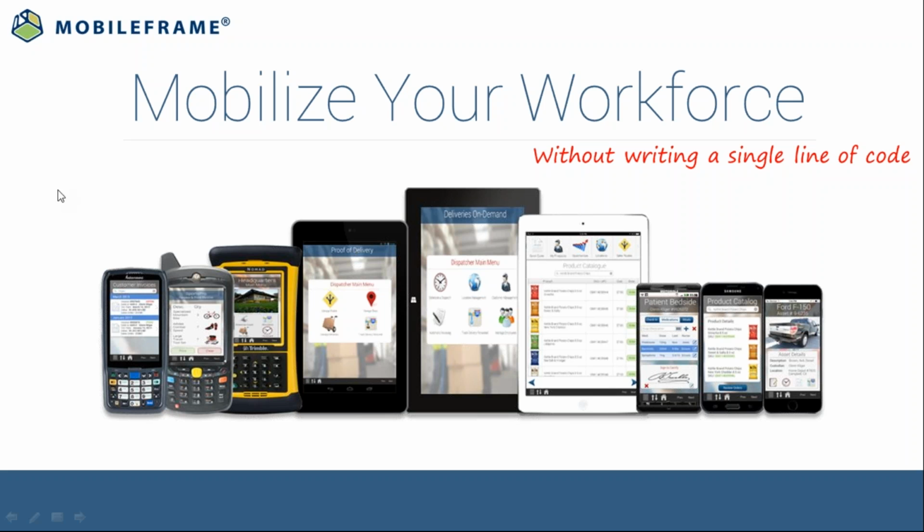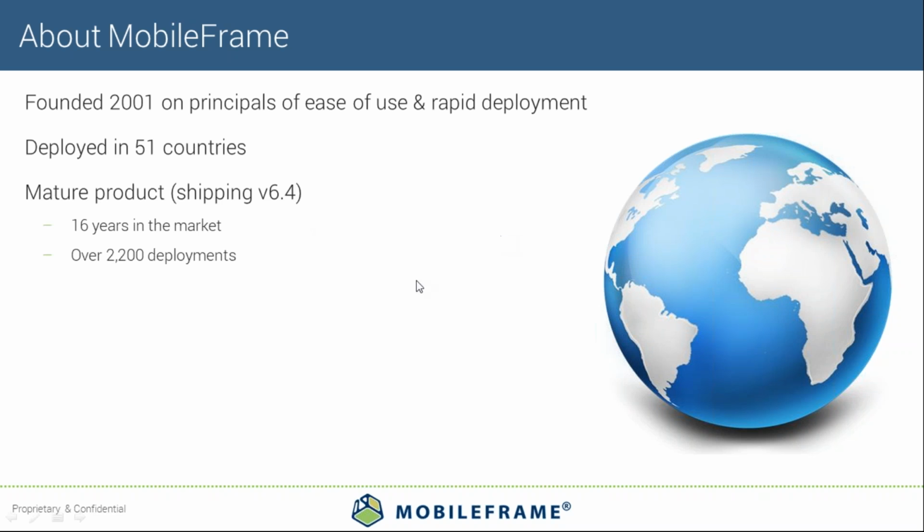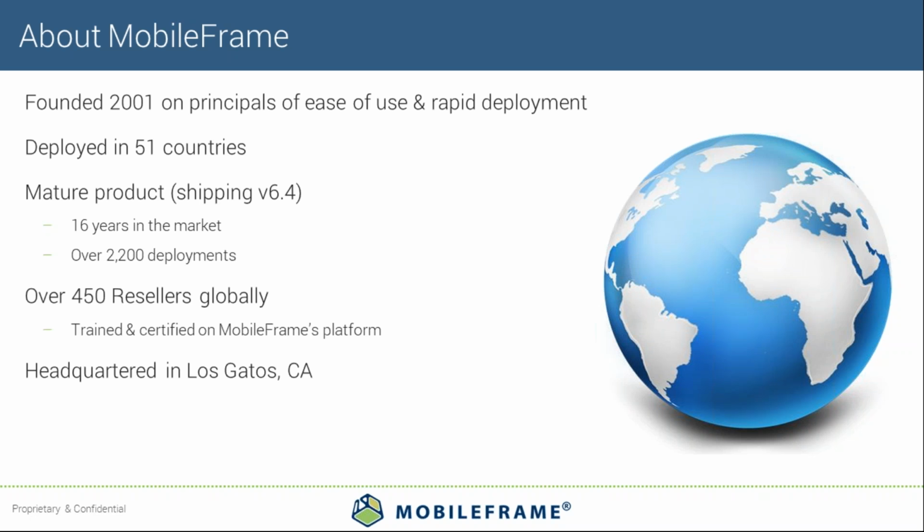So, jumping in here. MobileFrame, we've been in business since 2001. You'll hear us talk about the ease of use and rapid deployment. We're a code-free application development tool deployed across 51 countries globally, running a very mature product. Our 6.4 version is available right now, 16 years in the market, with over 2,200 deployments. We're headquartered out of Los Gatos, California, which is our main headquarters. I'm personally based out of the Eastern time zone, and manage the Canadian and East Coast market.